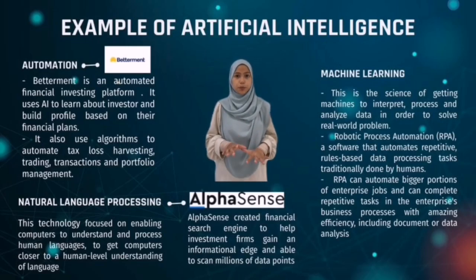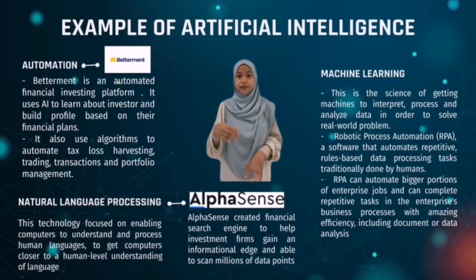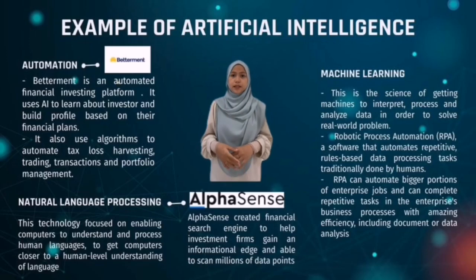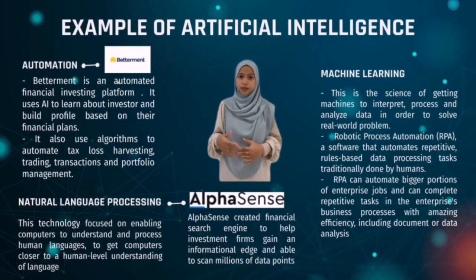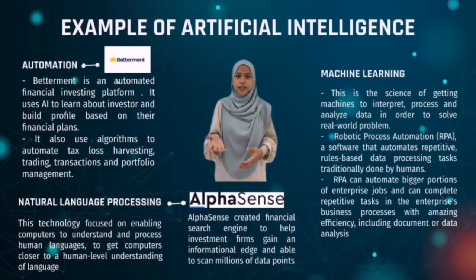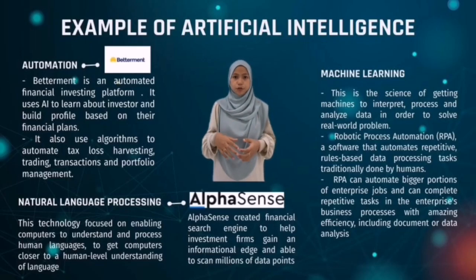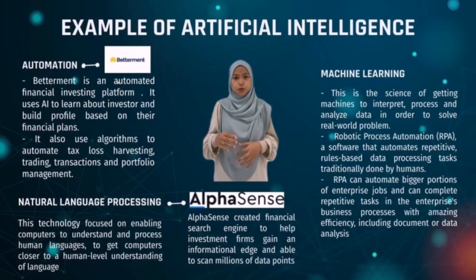The first example is automation. When paired with AI technologies, automation tools can expand the volume and types of tasks performed. One example is the Betterment platform. It is an automated financial investing platform and a pioneer of robo-advisor technology based in New York. It uses AI to learn about an investor and build a personalized profile based on their financial plans. Betterment's robo-advisors use algorithms to automate tax loss harvesting, trading, transactions, and portfolio management, all tasks that used to require a lot of human effort and know-how.